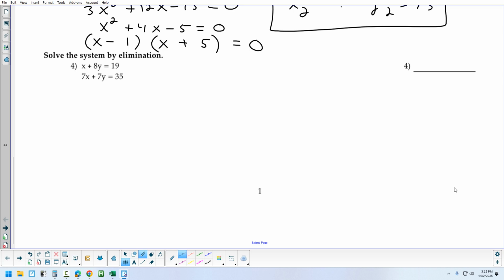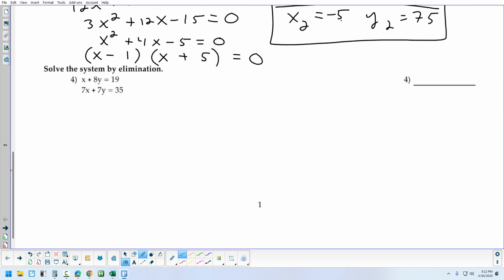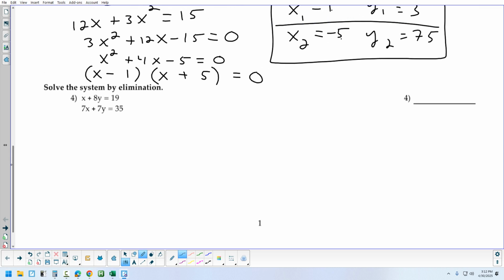All right, the next question we're going to look at is still solving a system, but this time it's using elimination. So the goal is to eliminate one of the variables. And which variable do you want to try to eliminate? The x. Okay, if we're going to do that, we need the numbers in front of the x's to be opposites. How could you make them opposite? Multiply the top one by -7. Yep, so multiply the top by -7.